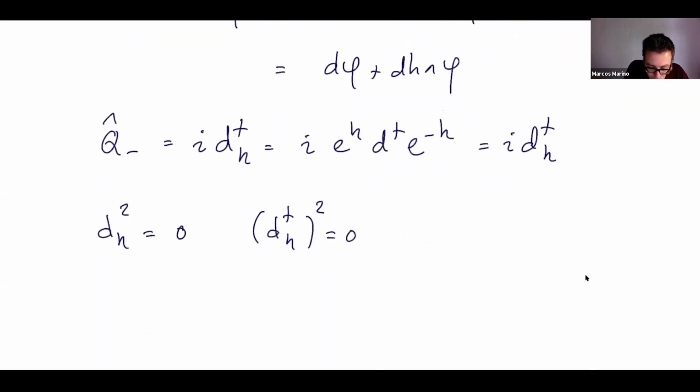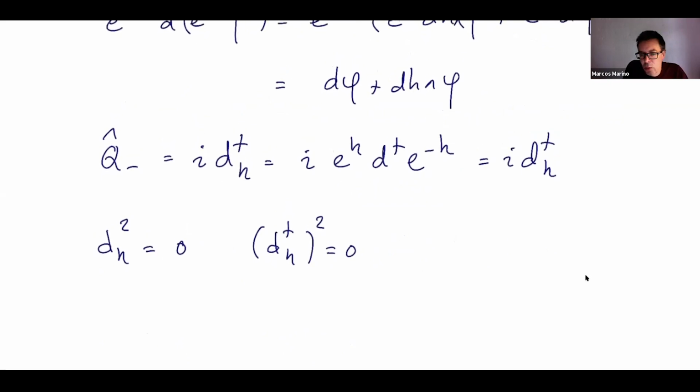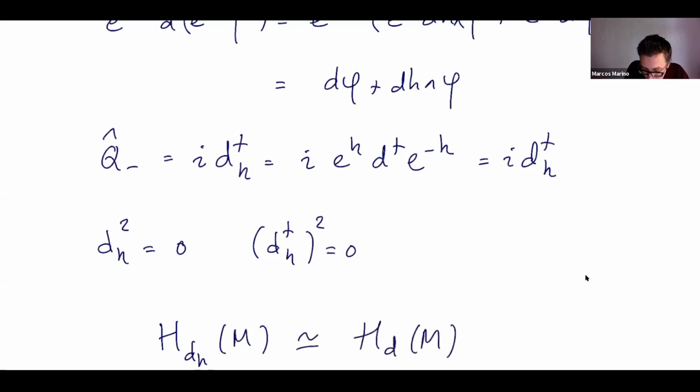So we could define a cohomology using d_H instead of d, where H is a general Morse function. But of course, the cohomology that you would obtain in this way is completely isomorphic to the cohomology that we would obtain in the previous way. So the cohomology that you would obtain with d_H on M is isomorphic to the cohomology that we obtain with the standard differential.